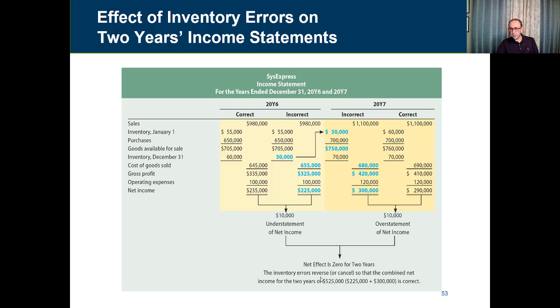So inventory errors reverse or cancel, so that the combined net income for the 2 years of 525 is correct. If you add 225 and 300, it's 525. If you add 235 and 290, again, it's 525. So this is just an example that shows you that when we make an error in inventory, it just clears in the following year.